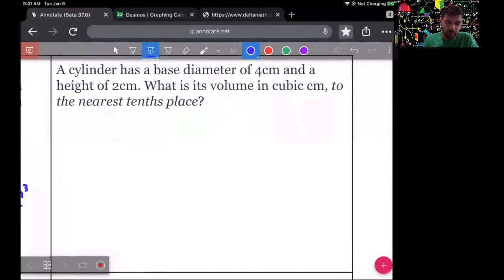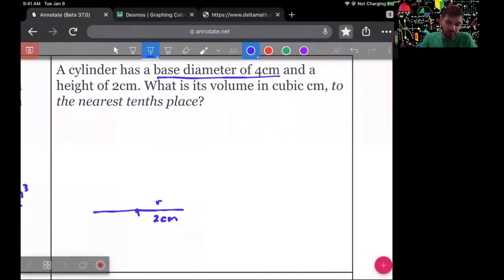It tells us the base diameter is 4 centimeters. So I'm going to draw something that I would think would be 4 centimeters. And half of it would be 2. This is my radius. Okay, so that's halfway there.